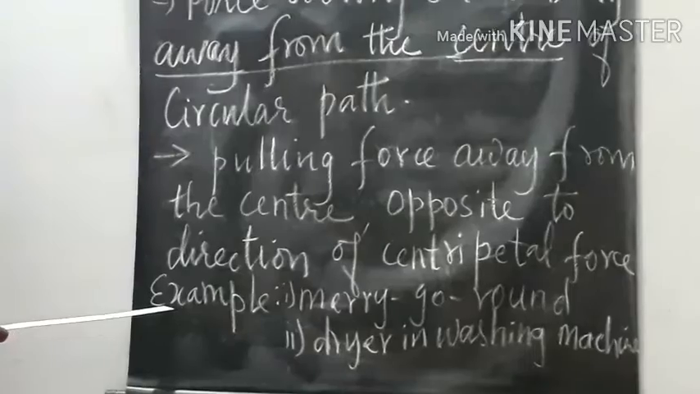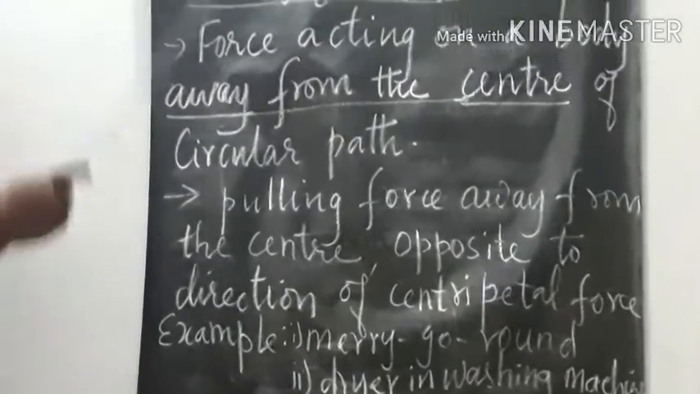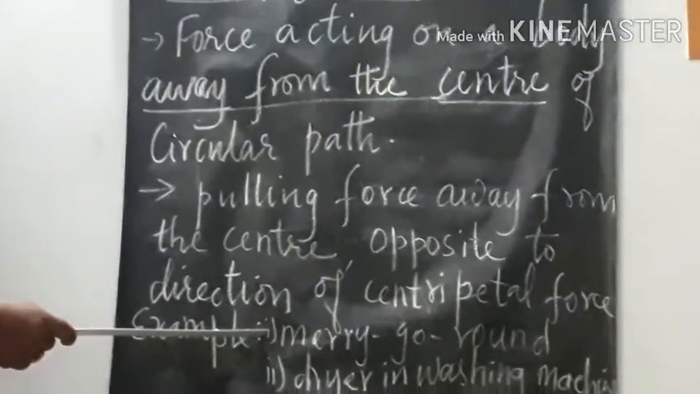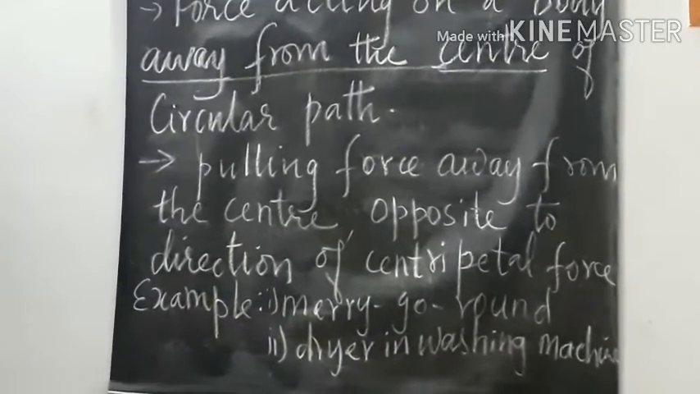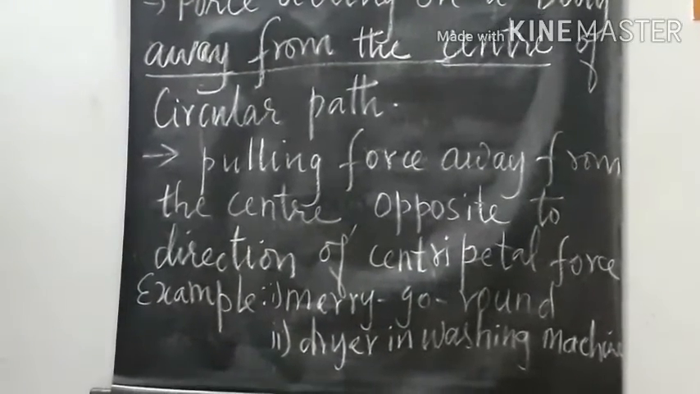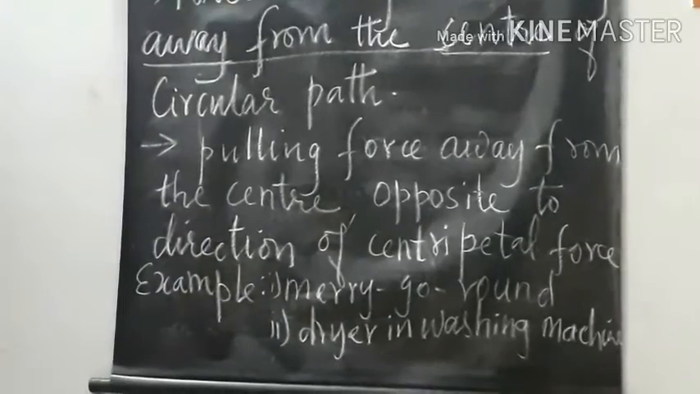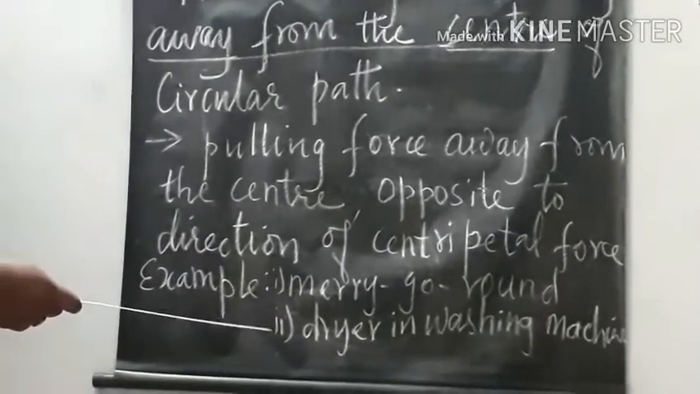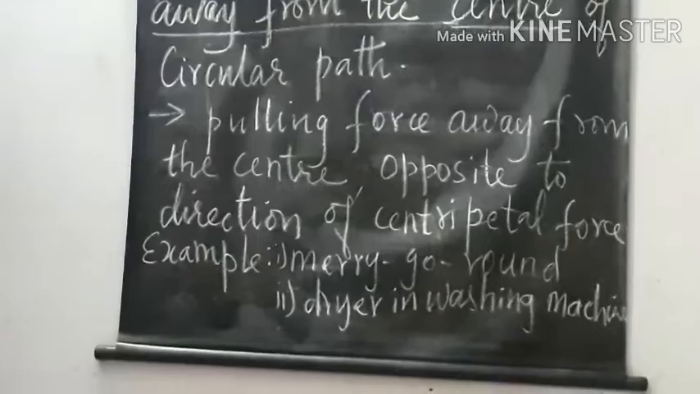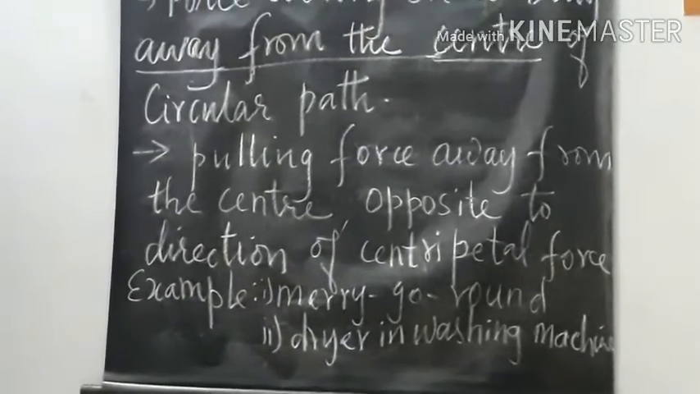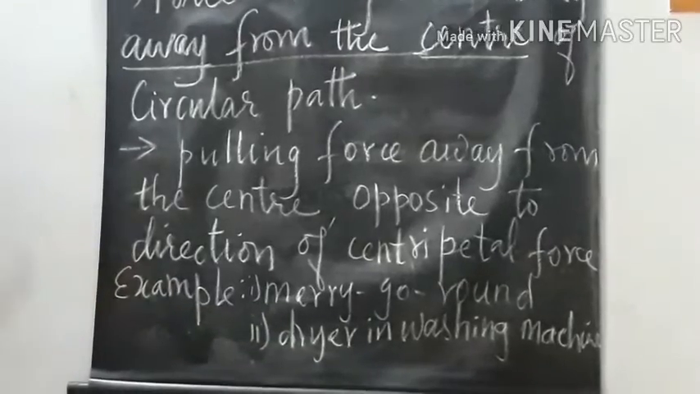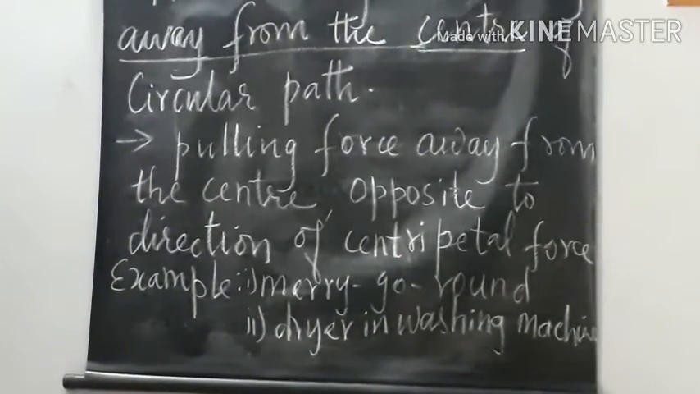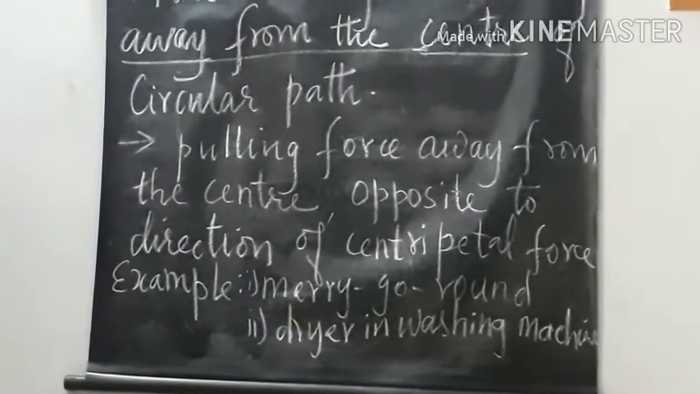The examples for centrifugal forces: merry-go-round. When a person is having a ride in a merry-go-round, the person will be pulled outwards due to the centrifugal force. Next, the dryer in a washing machine. When we observe the dryer in a washing machine, the clothes will be at the outer rim of the washing machine rather than towards the center.